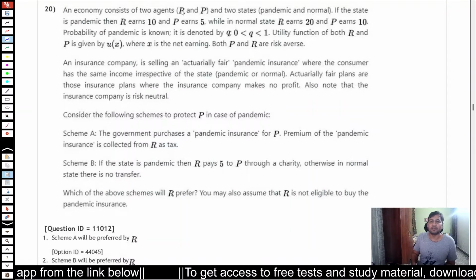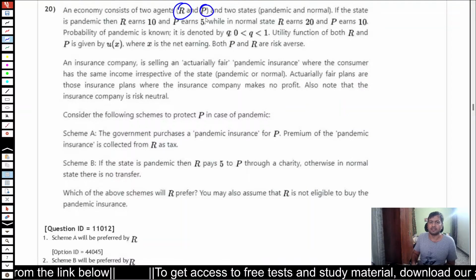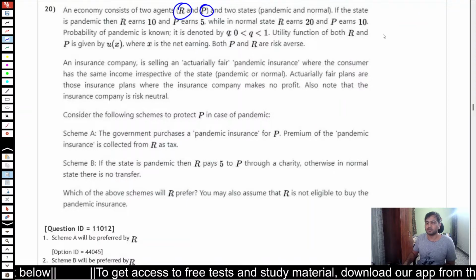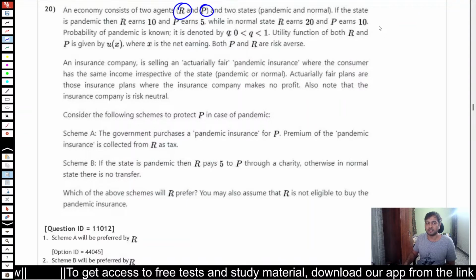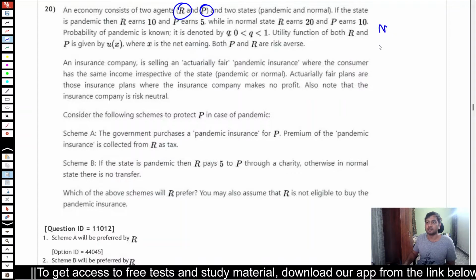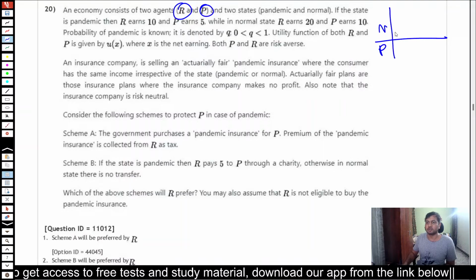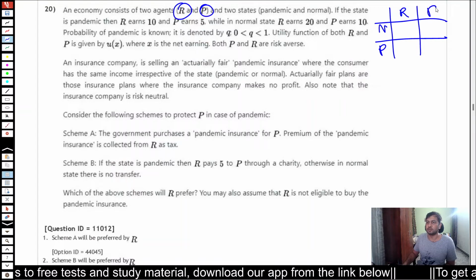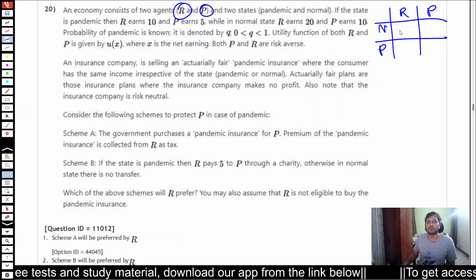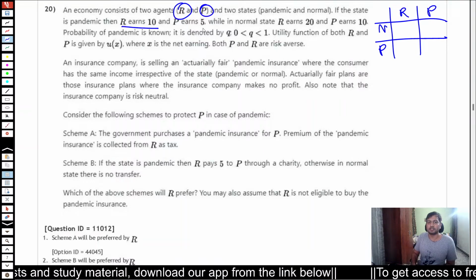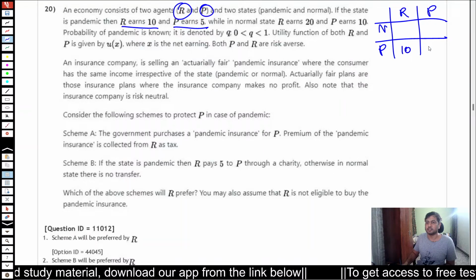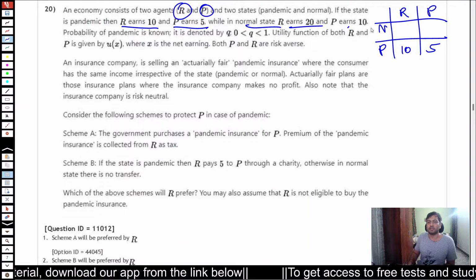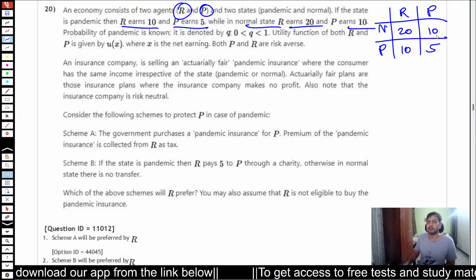So what's happening here is there are two agents, rich and poor. Obviously R and P लिखा है, you can call them rich and poor. So rich जो है वो good state में, so there are two states in the world, the good state and the bad state. So the good state is the normal state, the bad state is the pandemic state. So there are two people, rich and poor. If the state is pandemic, rich earns 10, poor earns 5. Okay, so rich earns 10, poor earns 5. In normal state, rich earns 20, poor earns 10. So 20 and 10. Okay.